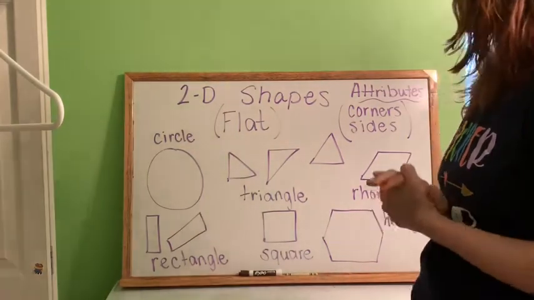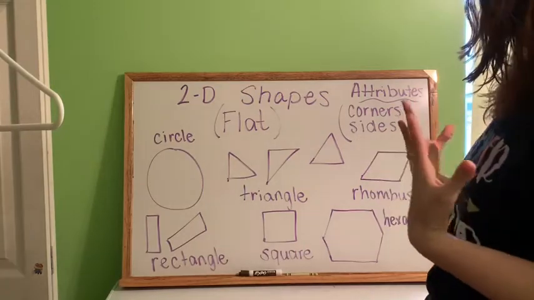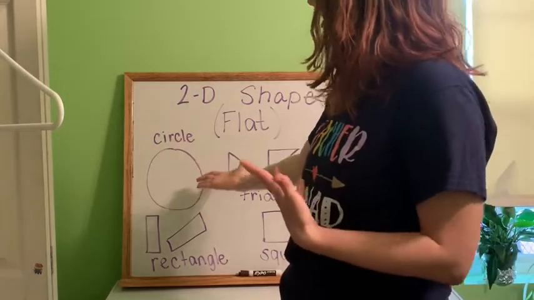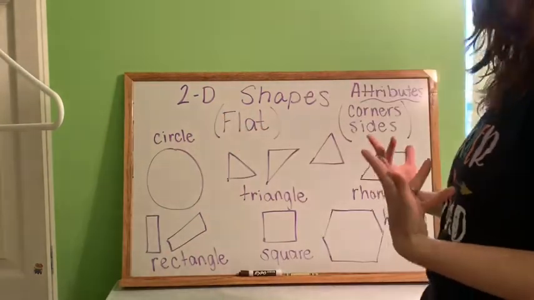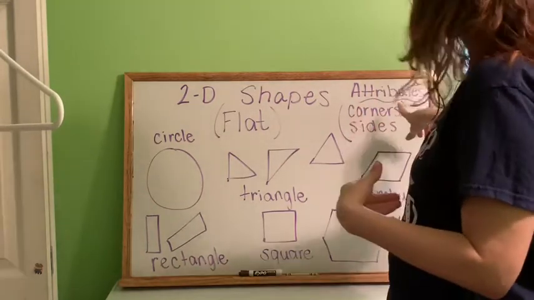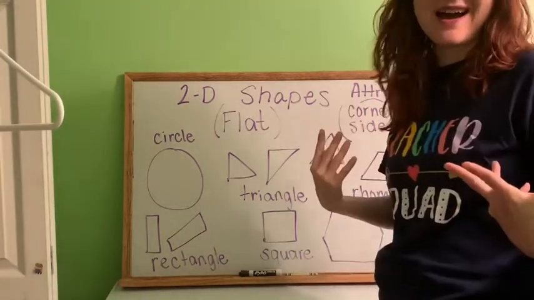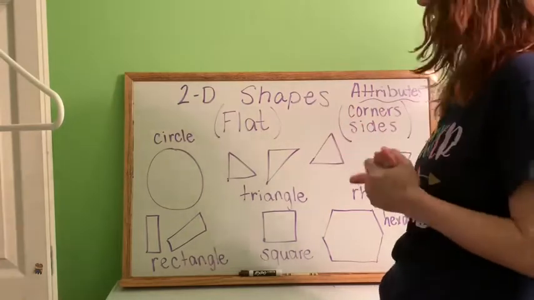So what we're going to look at is, first of all, what makes a circle a circle? Well, it is the fact that it has no corners and no sides, right? It doesn't have any flat sides.